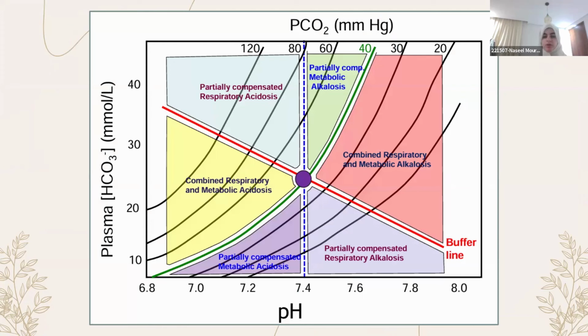This is a picture that basically shows you how you can differentiate these areas. So these are the areas that we said. Between the dotted line and the red line, you're having what? Either respiratory acidosis or respiratory alkalosis. Between the dotted line and the green line, you're having a metabolic thing. So it's either metabolic alkalosis or metabolic acidosis. Between the green and the red, you're having combined, either acidosis or alkalosis. Okay, everything clear?